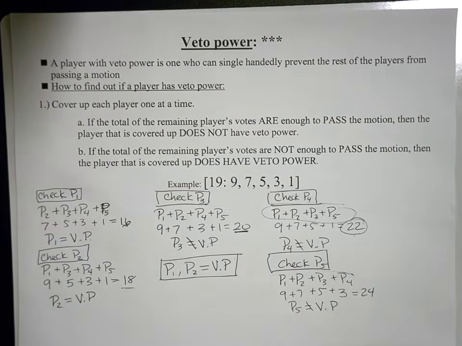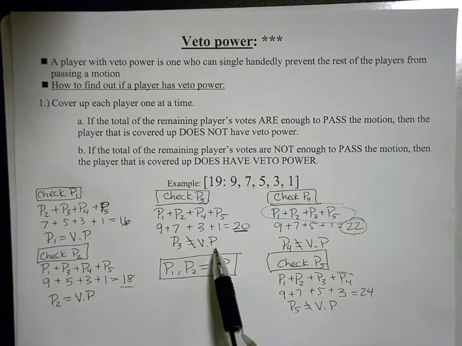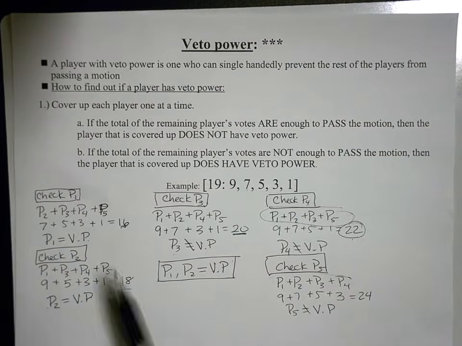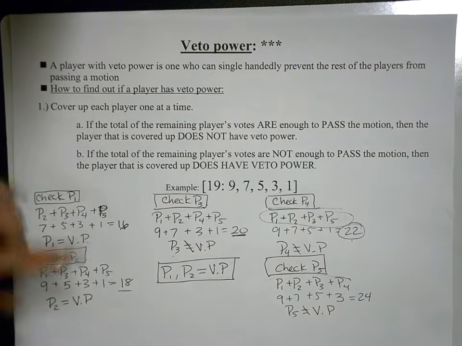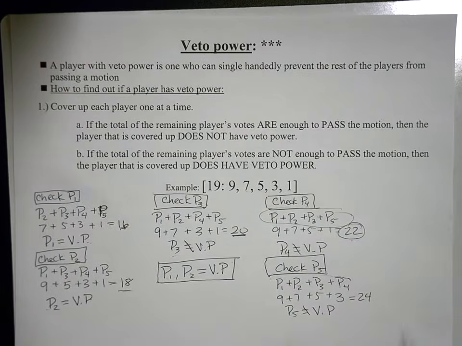So once you find that player 1 has veto power, player 2 has veto power, and then you find a player that does not have veto power, you can stop at that point because the remaining players are not going to have veto power as well. And you can just say that player 1 and player 2 have veto power. But if player 3 did have veto power and player 4 had veto power, you'd have to keep going doing this process until you find one player that does not have veto power.